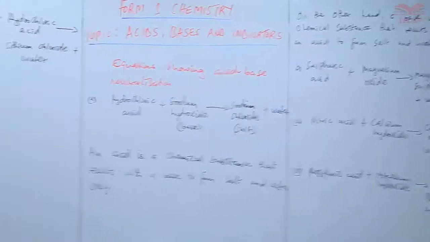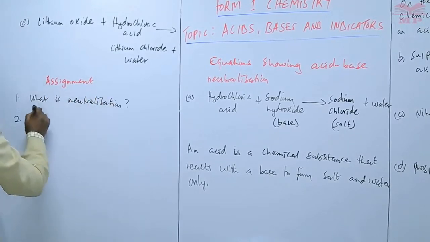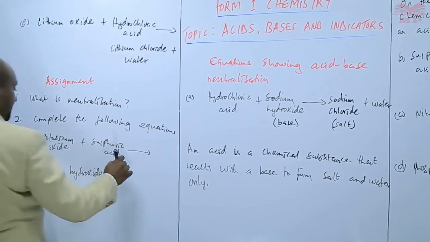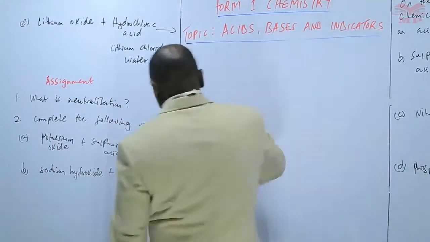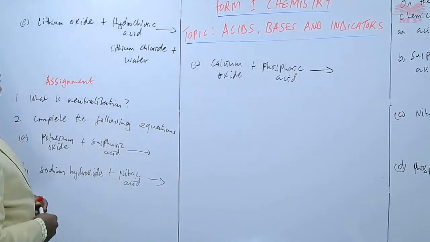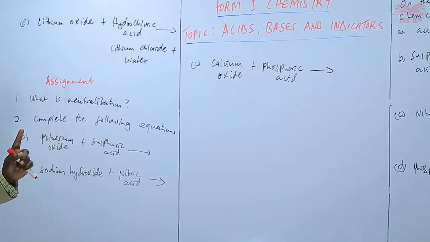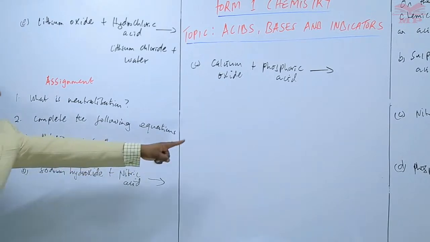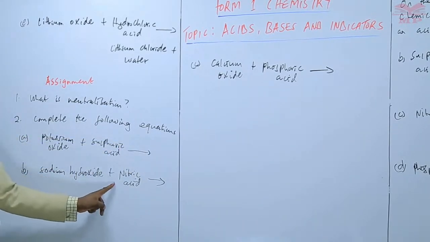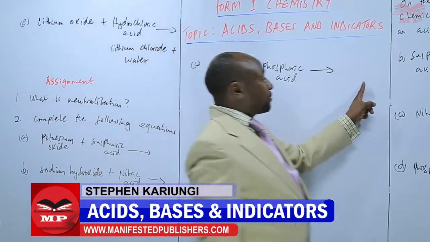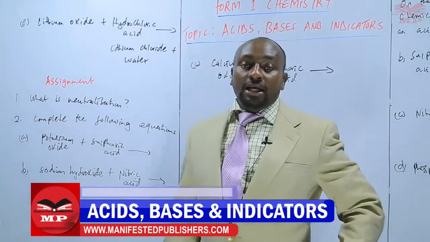Now we can have our assignment. We have two questions in the assignment. The first question: what is neutralization? The second question: complete the following equations. A, potassium oxide plus sulfuric acid, you complete that. Sodium hydroxide plus nitric acid, you complete that. And then calcium oxide plus phosphoric acid, you complete that. So we're going to stop there for today. Until the next time, goodbye.